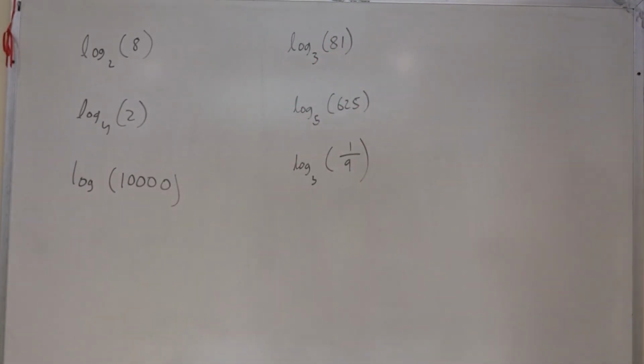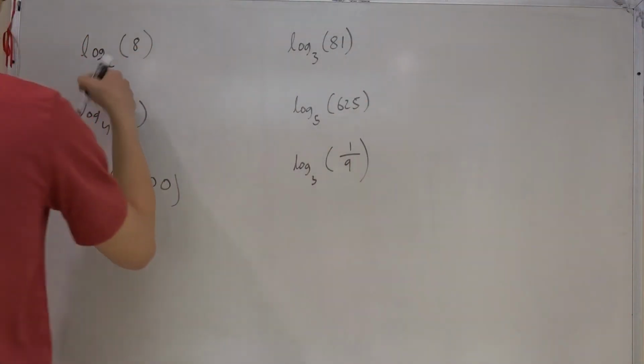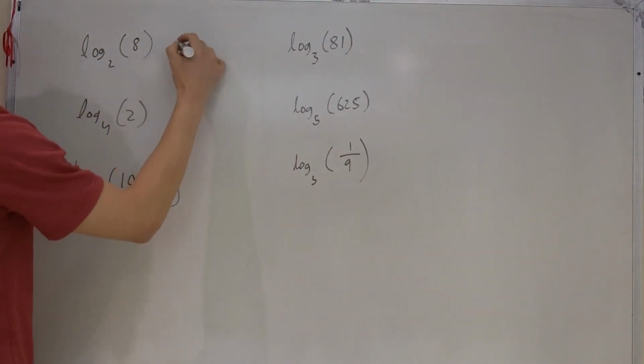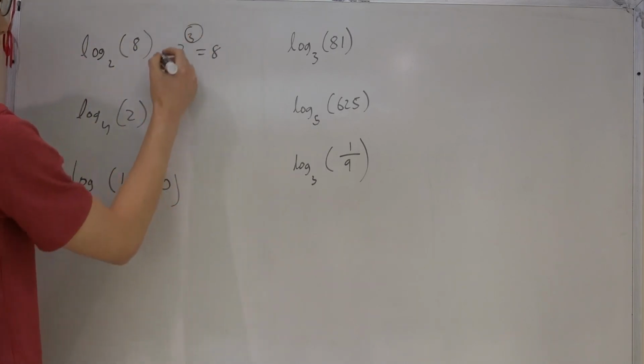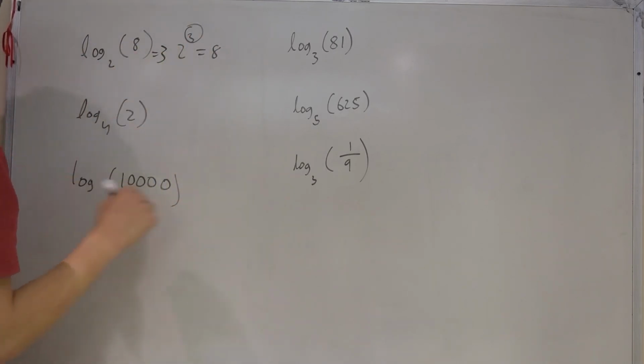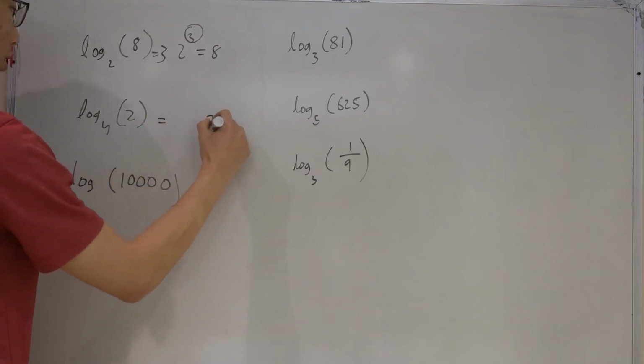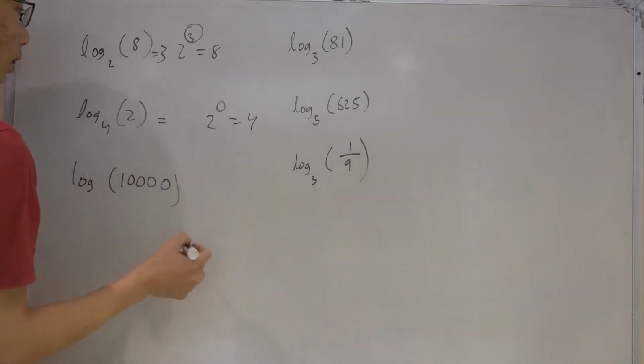So some simple examples to get us going. Okay. So this one here, hopefully you recognize that 2 to the 3 is equal to 8. And again, the answer is the exponent. So this thing is equal to 3. Here what you're thinking of is, again, 2 to the what equals 4, right?